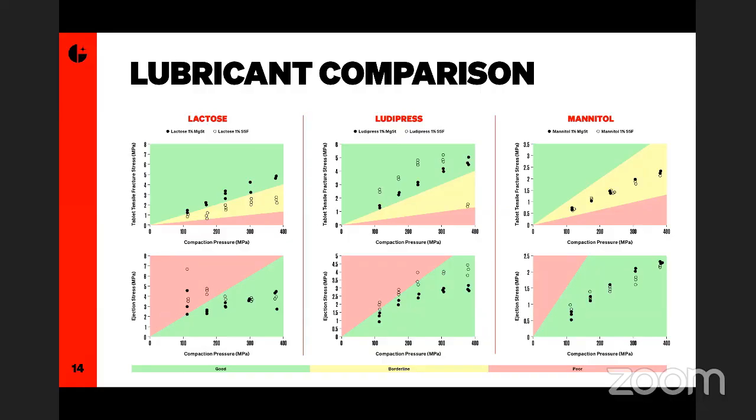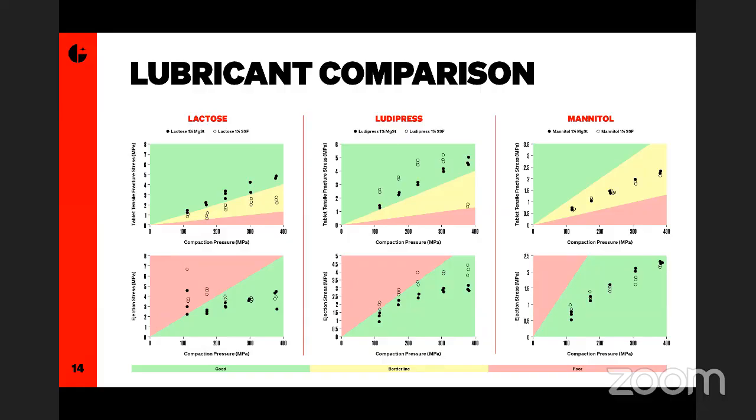The middle two graphs are the same test carried out with Ludipress, which is a pre-blended excipient. And here again, we're using magnesium stearate and sodium stearyl fumarate. If you look at the top graph, you can see that the SSF tablets are stronger across most of the compaction pressures. But what's interesting is that you can see this sudden drop off in tablet strength at about a compaction pressure of 300 megapascals. This is particularly interesting because this is the overcompaction that I mentioned earlier, that when you hit some materials too hard, you actually reduce the strength of the tablets.